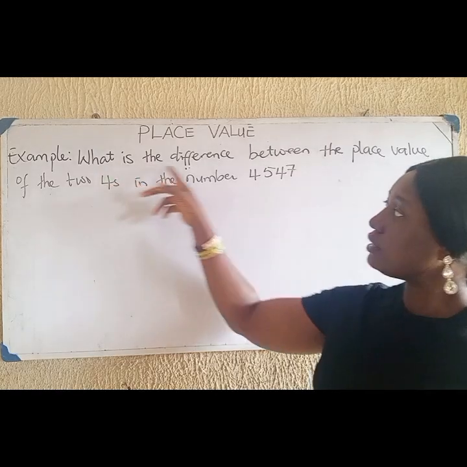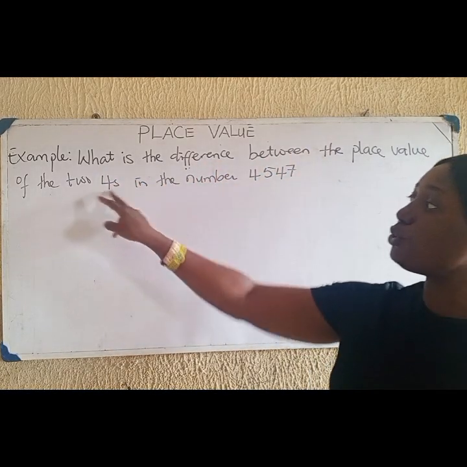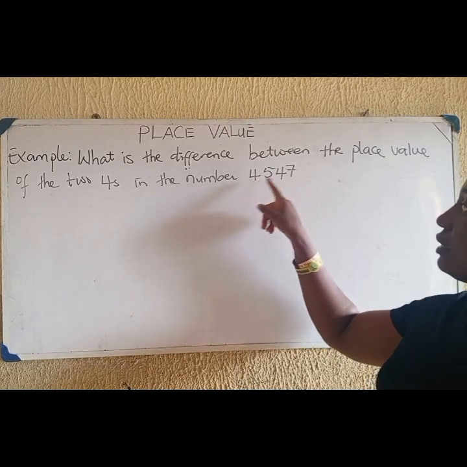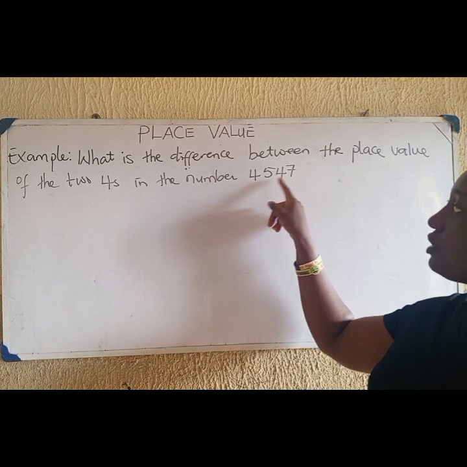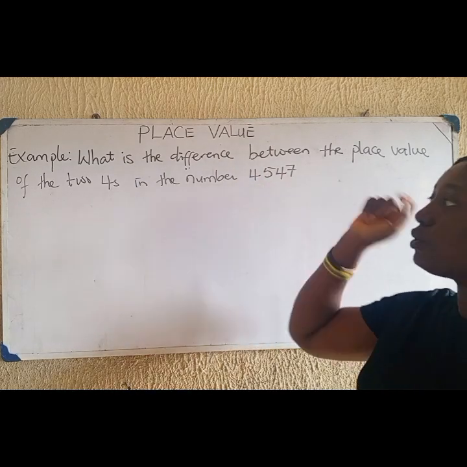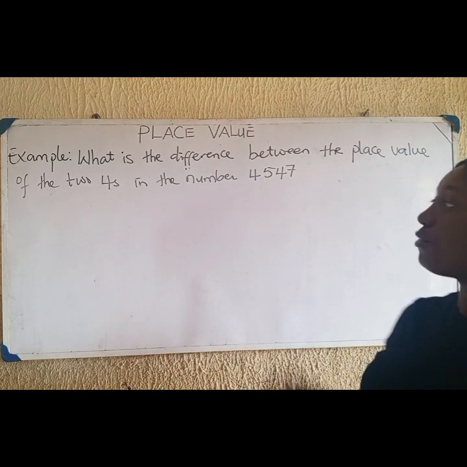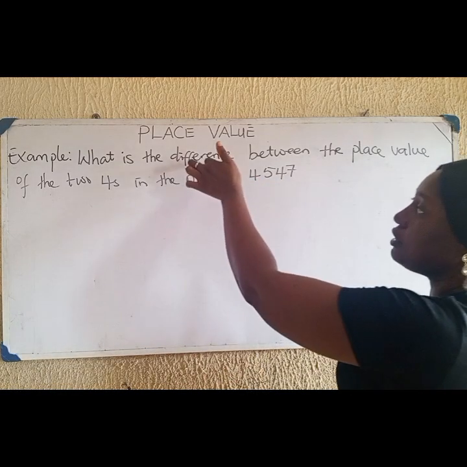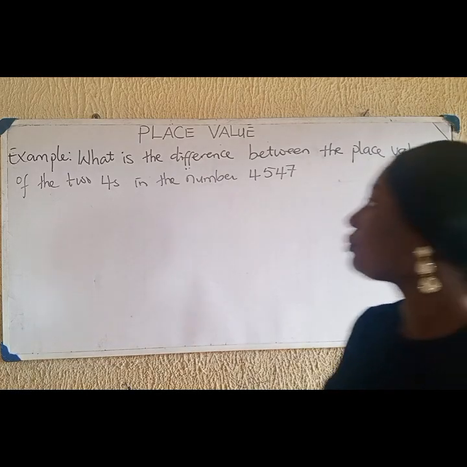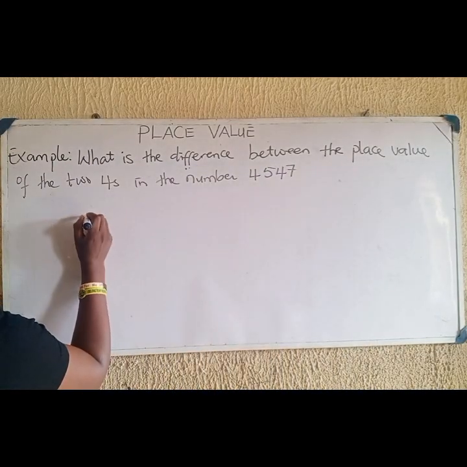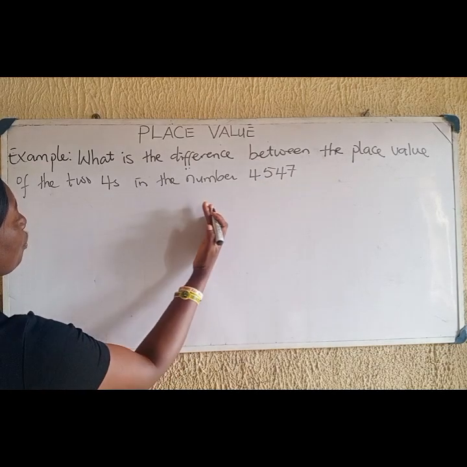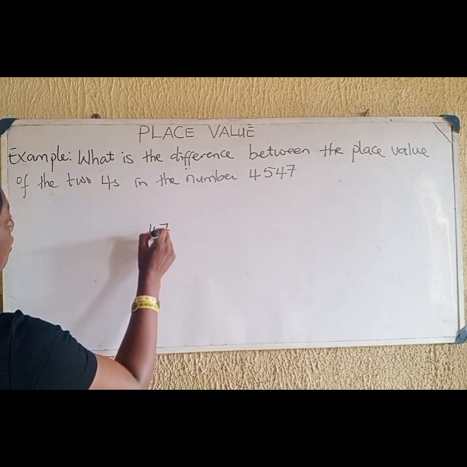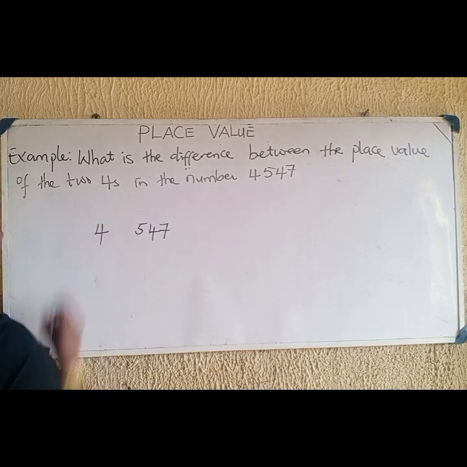The question says, what is the difference between the place value of the 2 4s in the number? Look at the number. And in this number, you can see the 2 4s there. So the question says, what is the difference between their values? So first of all, we are going to get the place value of these 2 4s and do what? Subtract them, because difference means what? Subtract. So I'll group this number in group of 3, starting from right. So this is 7, 4, 5, 4.